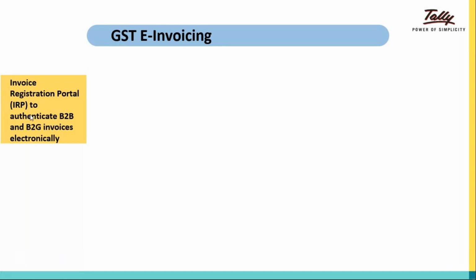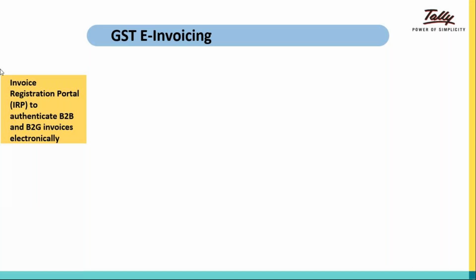Are you, sir, aware of it? B2B is business to business. Okay, very good. B2G, I don't know B2G, sir. Is it business to go down? No, no, no, no, no. B2G is business to government. Oh, okay, sir. Yeah, very good.